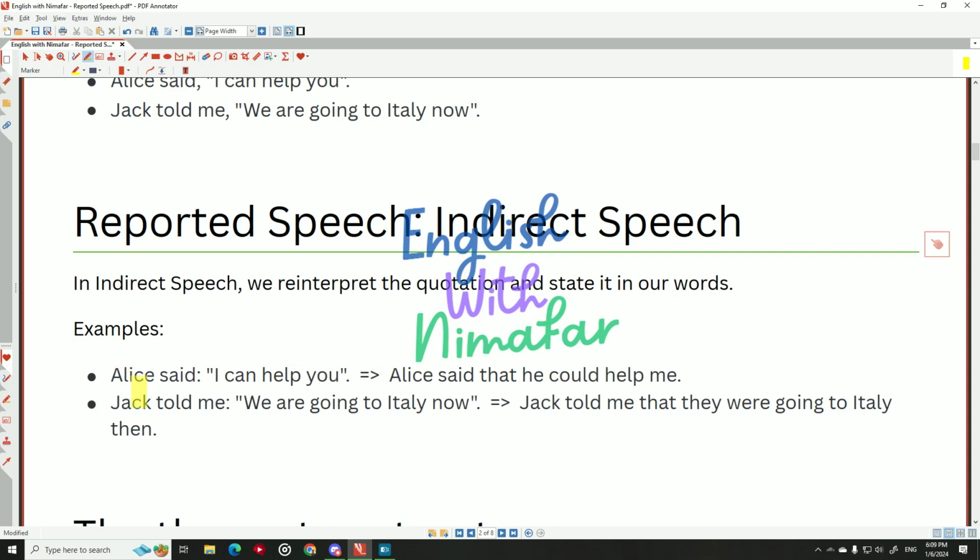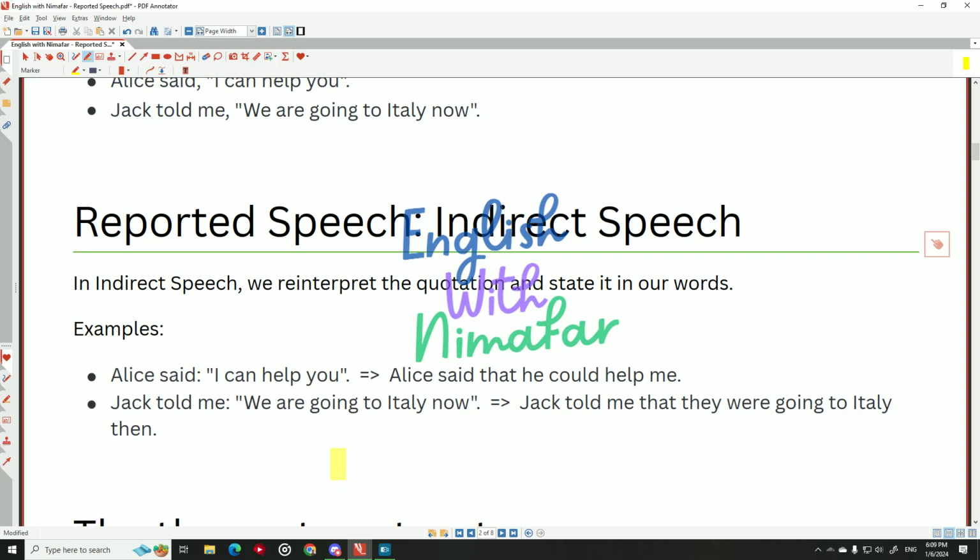Examples. Alice said, "I can help you." Okay, thank you, Alice. Alice said that he could help me. Maybe you're wondering, Alice is a girl? I don't know. I thought that's a boy, so I wrote he. So it doesn't matter, he or she. Alice said that he or she could help me.